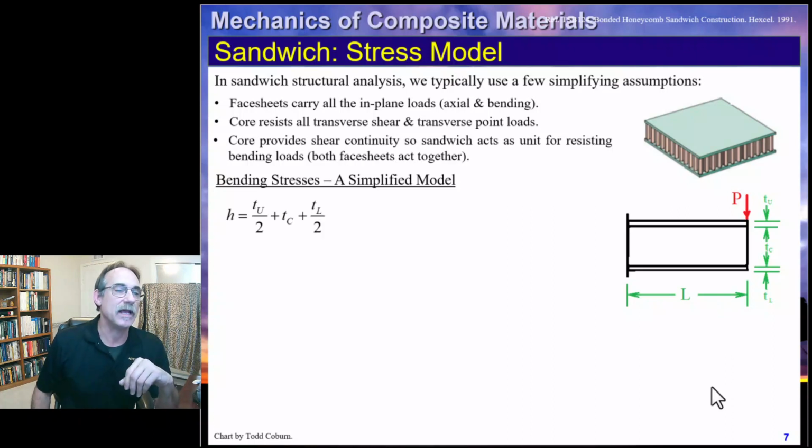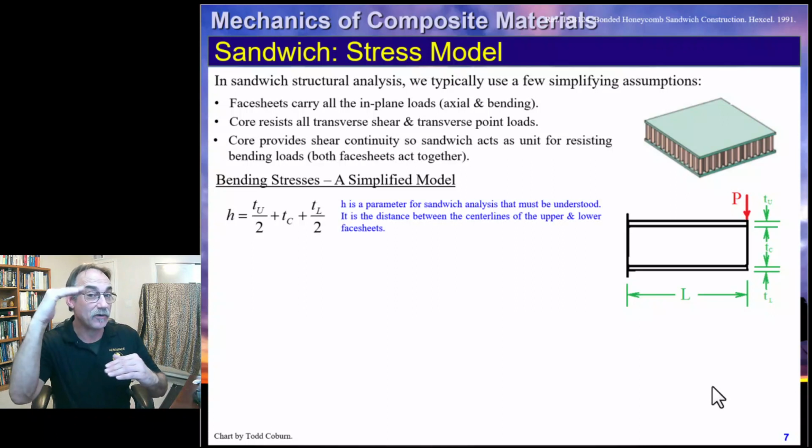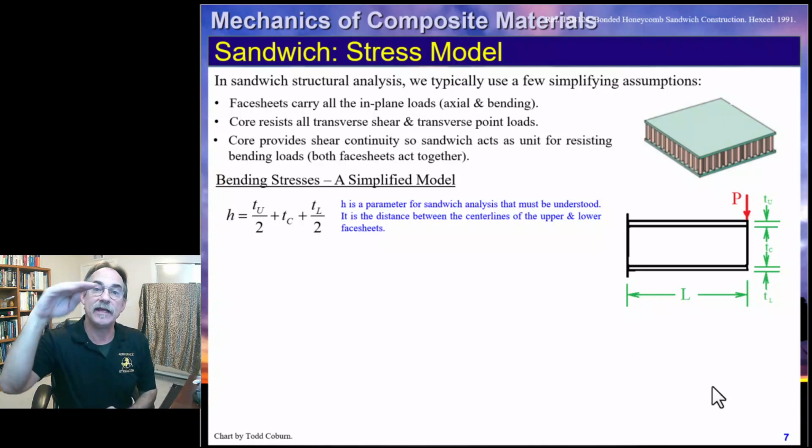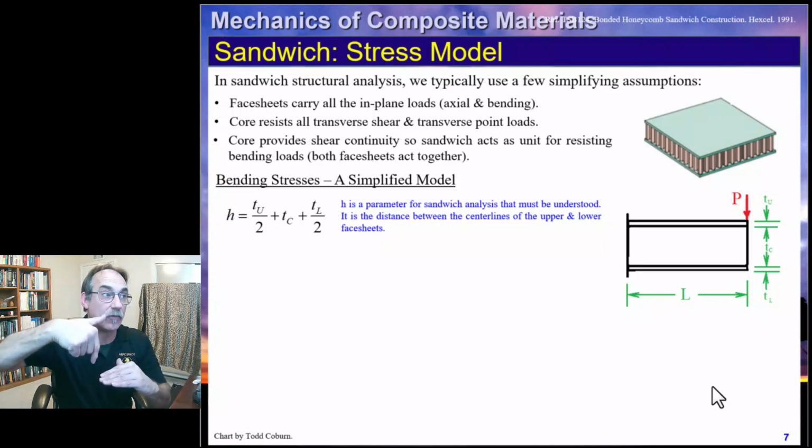Now, we already talked about this H parameter, which is the distance from the center of face sheet to center of face sheet, since we're assuming that the upper face sheet carries all axial load and the lower face sheet carries all axial load. Those two carry only in-plane loads. They're the only ones taking normal stresses, normal forces. The core is the only one taking shear forces.